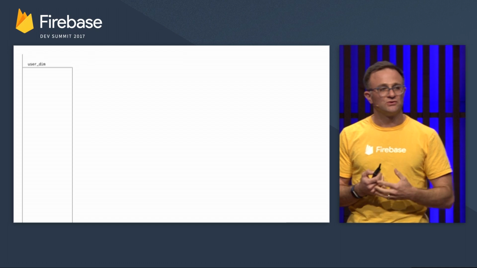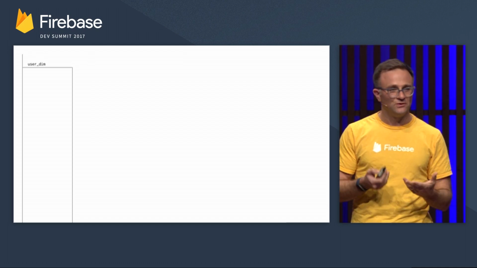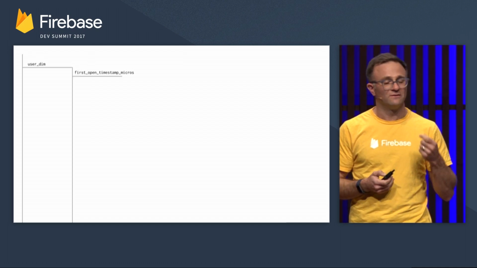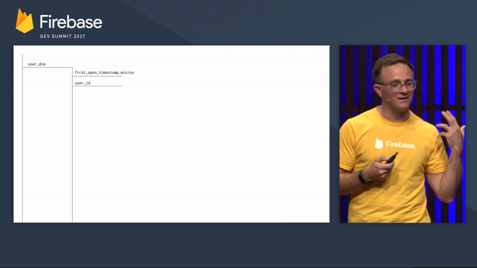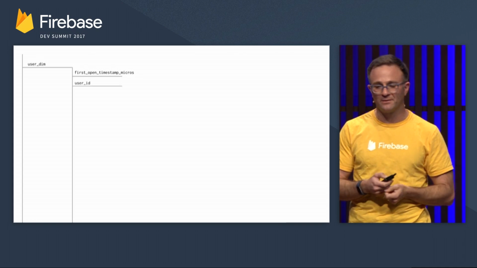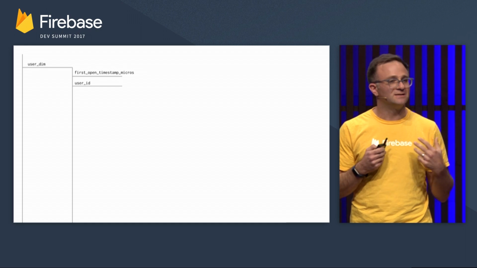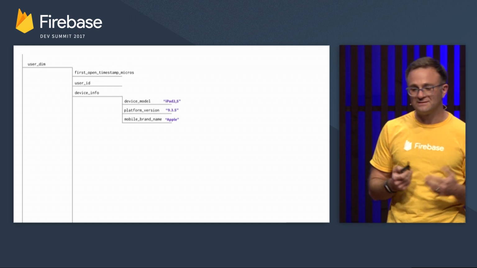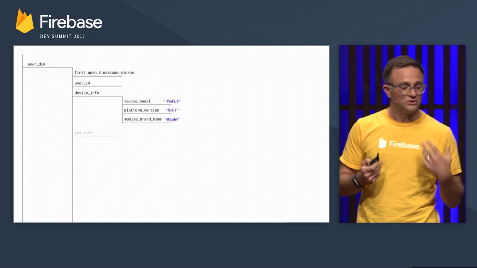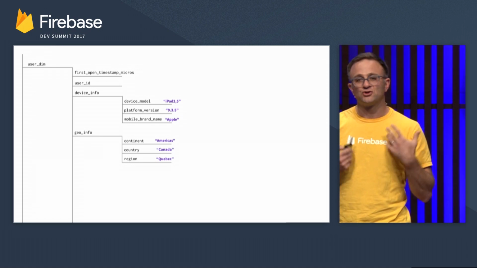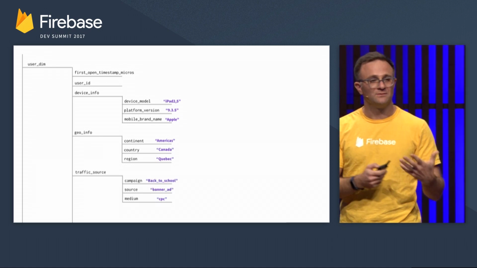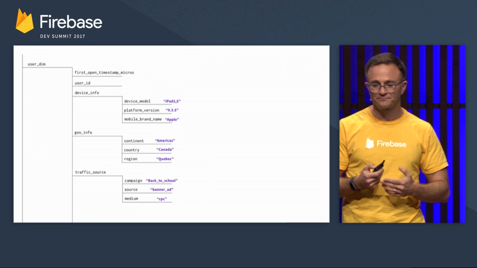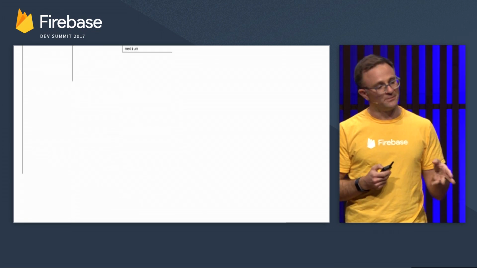So first we have this user info section, and this contains a few straightforward key value pairs, like the first time the user opened the app and an optional user ID parameter. But then this also contains a number of nested objects, like the device info, or their geographic location, or the traffic source information, what brought them to your app in the first place, and so on. We also store user properties.